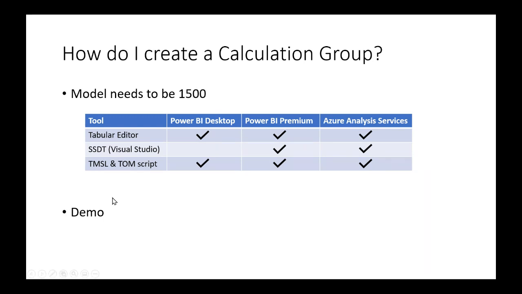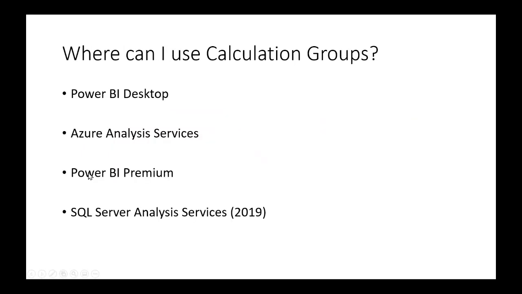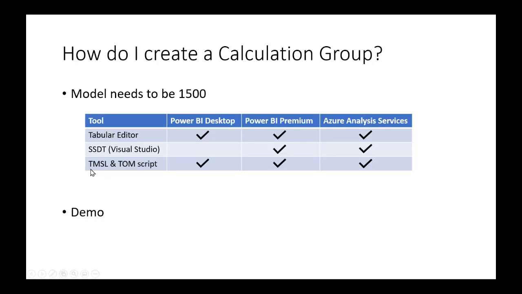The main tools that you might use to create or add calculation groups to your model are either Tabular Editor, that's what I'm going to be using in my session today. You can use SSDT, which are the SQL Server development tools, an add-in that you can download and install into Visual Studio. Or if you really, really want to get down into low-level script, then you can use the tabular object model scripting. But we're not going to be touching on that today.